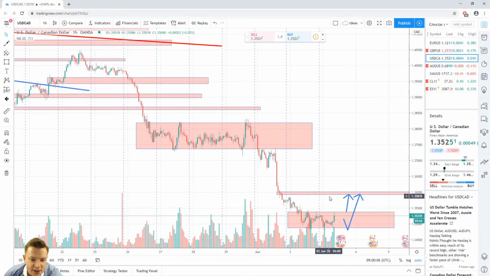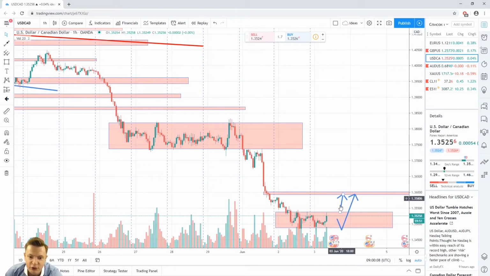Canadian dollar. In Canadian dollar, I'm also pretty bullish right now. If price makes an impulsive breakout of this consolidation, it will be a great opportunity to take a long, and your first target will be around 1.36 in this case. Also, I expect some sort of false breakout of this micro consolidation, and when price forms a false breakout of this micro consolidation, it will be a nice opportunity to take a long trade. The first target will be in the same position around 1.36.